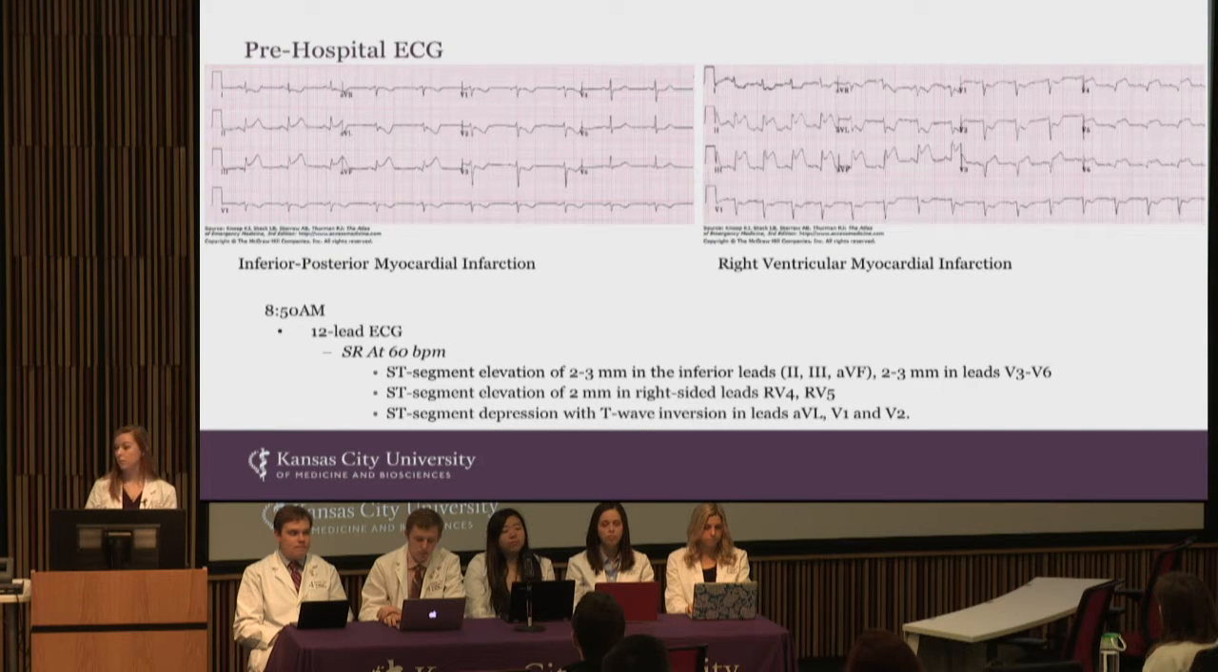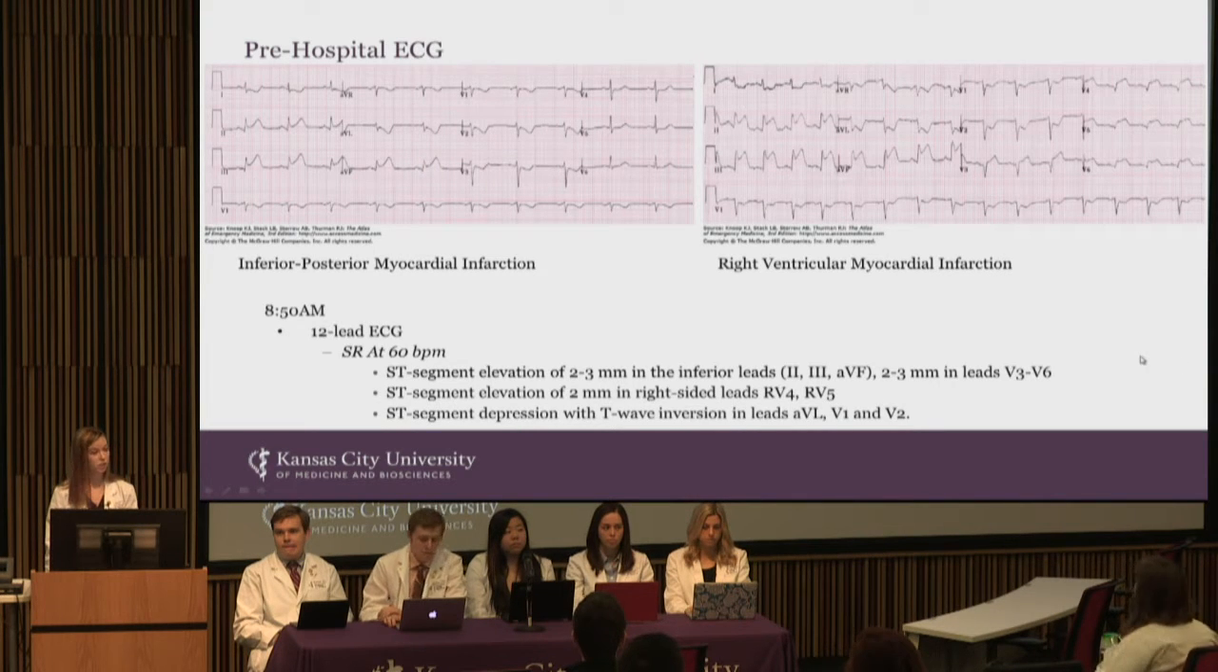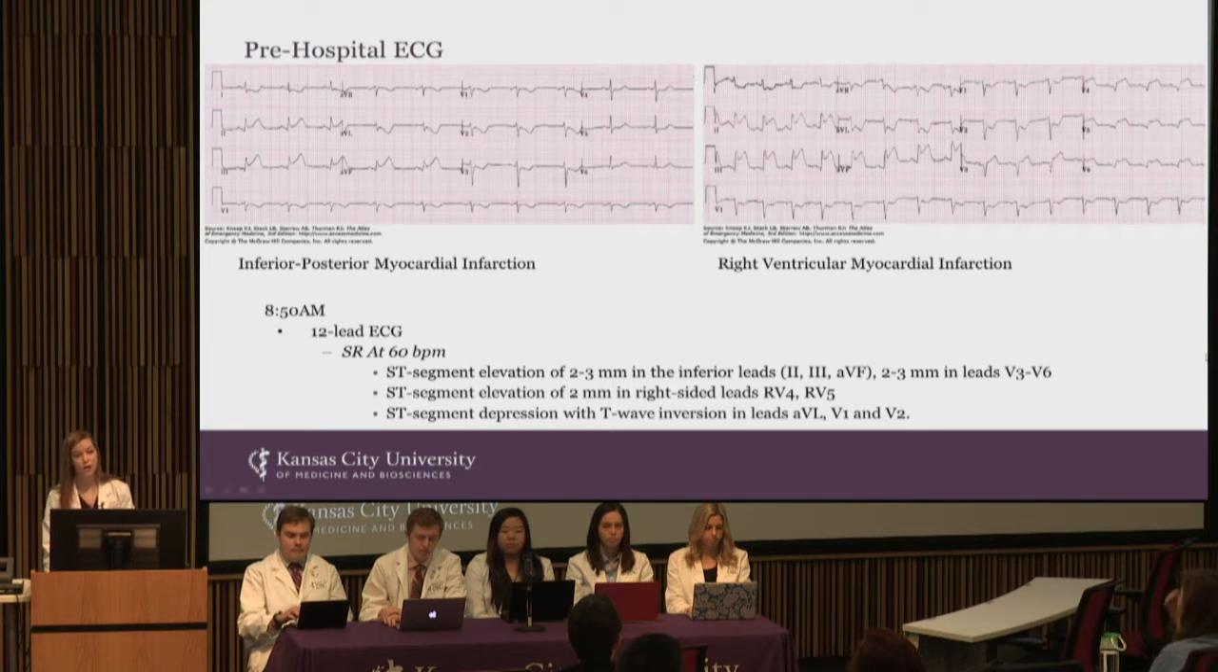Our patient's pre-hospital electrocardiogram was unavailable. The following ECGs show findings similar to our patient's, including ST segment elevation in leads 2, 3, AVF, as well as leads V3 through V6, particularly noting the right-sided leads V4 and V5, as well as ST segment depression and T-wave inversion in leads AVL, V1, and V2. These findings are indicative of both left and right ventricular ischemia.